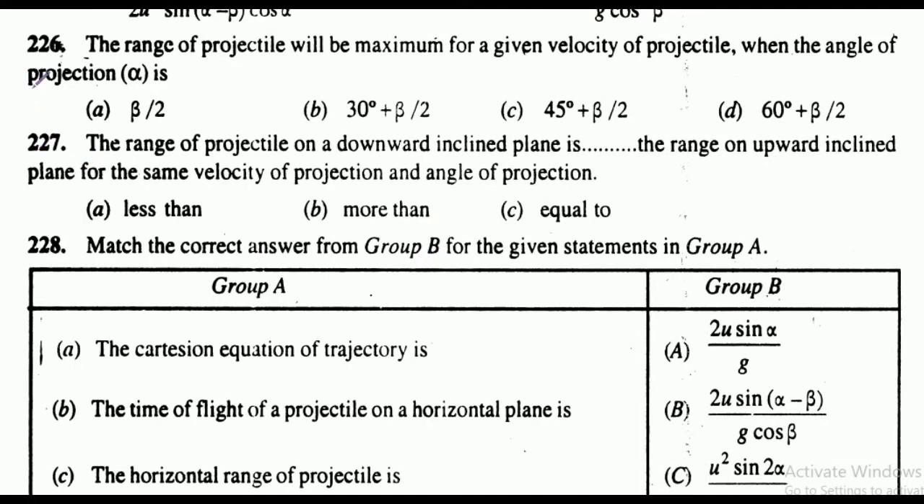Next is question 226. The range of projectile will be maximum for a given velocity of projectile when the angle of projection alpha is. Here friends, these are the options, and here correct answer is option C, that is 45 degree plus beta upon 2. Next is the range of projectile on a downward inclined plane is dash the range on upward inclined plane for the same velocity of projection and angle of projection. Options are less than, more than, or equal to. Here correct answer is option B, that is more than.